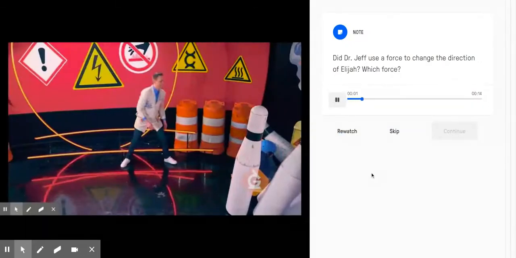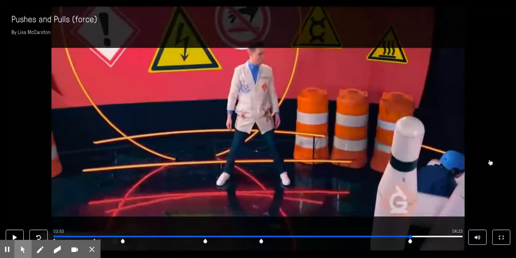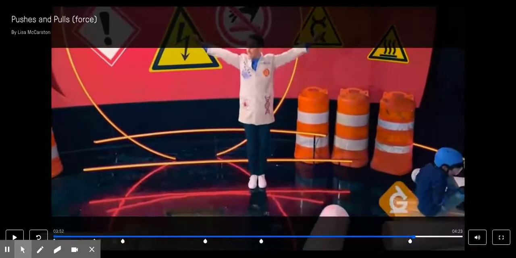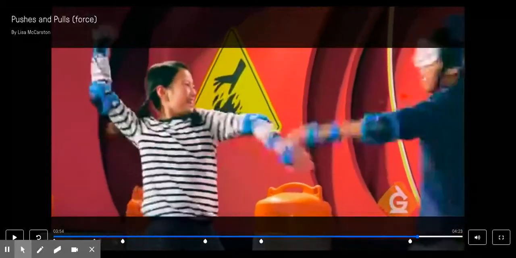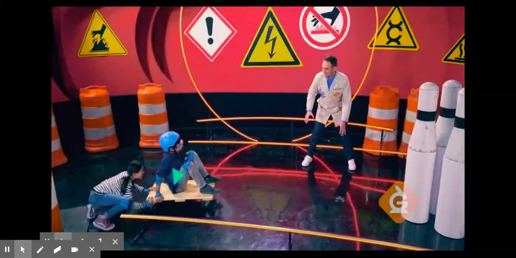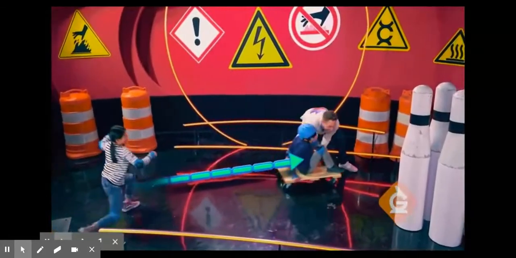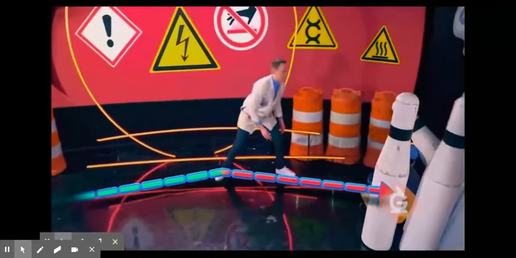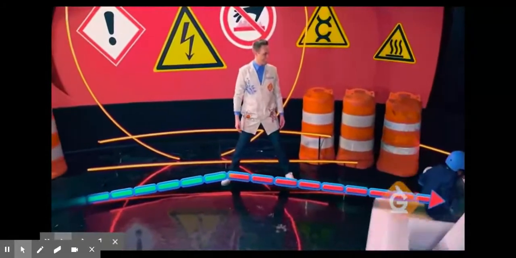Did Dr. Jeff use a force to change the direction of Elijah? Yes. Which force did he use? Dr. Jeff used a push to change the direction of Elijah. Booyah! Again! That was awesome. Olivia uses force to make Elijah move. Then I use force to change his motion. Strike!